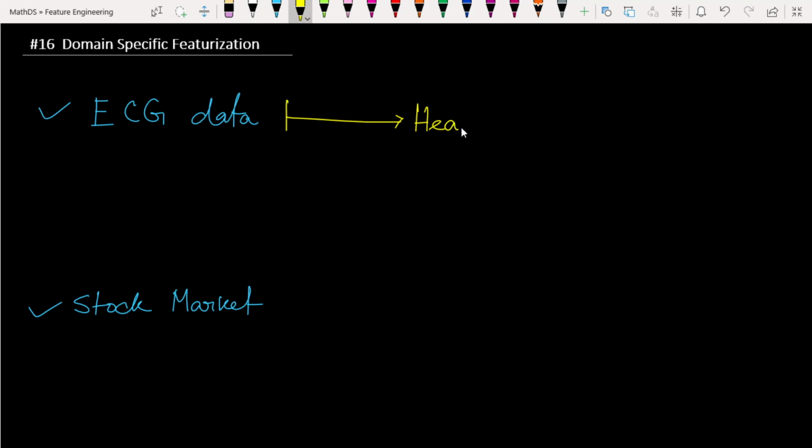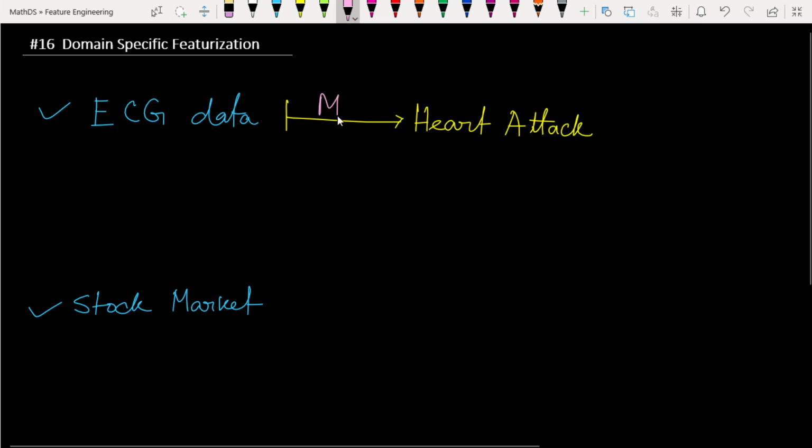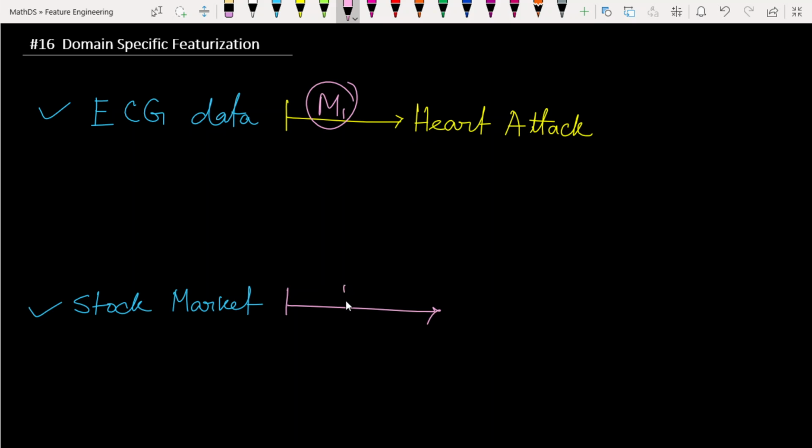In such a scenario, suppose the model we have applied on the ECG data is M1, and the model we have applied on this stock market data is M2. It's totally different. The model that we apply to build these heart attack predictions will be totally different from the model M2, since these are two different kinds of time series data.